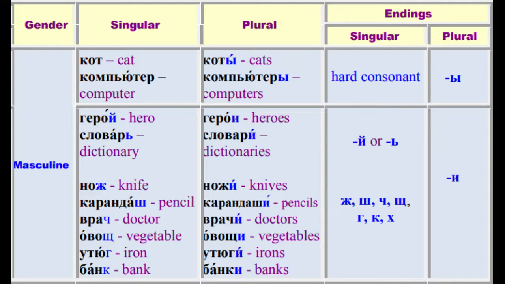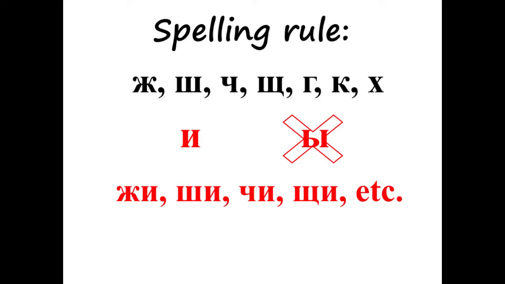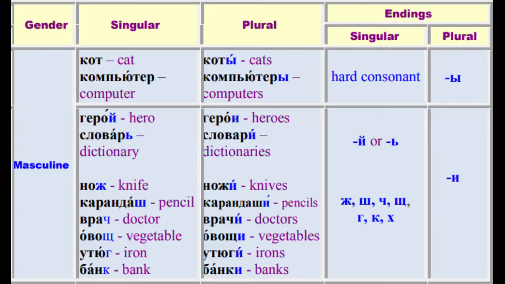Masculine nouns that end with these letters, like ж, ш, ч, щ, г, к, х, in plural, they will have ending «и». This is connected to a spelling rule that after these letters, we can't use letter «ы». We should use only letter «и». Let's take a look at some examples. Нож, ножи.